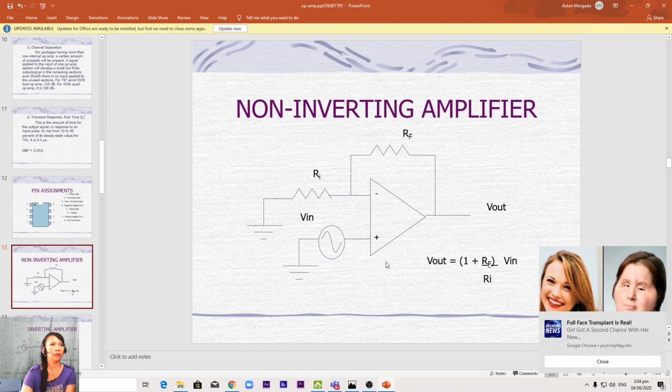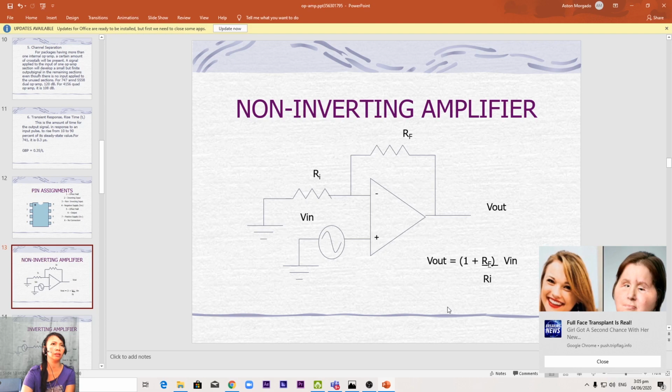So this is already an established formula. Again, I usually derive this, but for simplicity's sake, this is the formula for the non-inverting amplifier. Whether you like it or not, this is the formula for the non-inverting amplifier: 1 plus RF over RI times V in. Okay? Then let's proceed with the inverting amplifier.